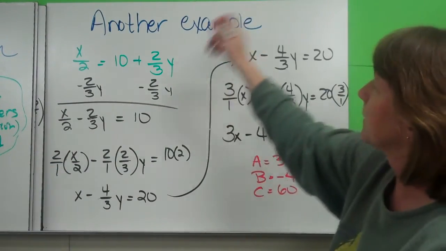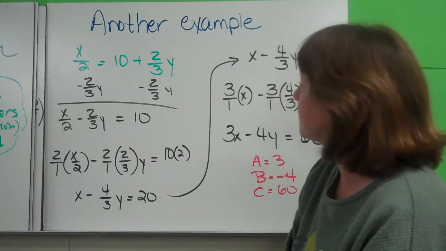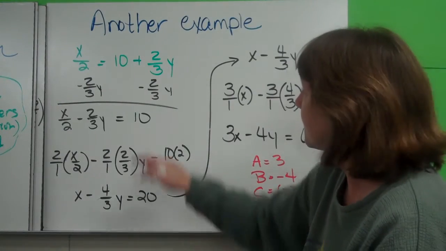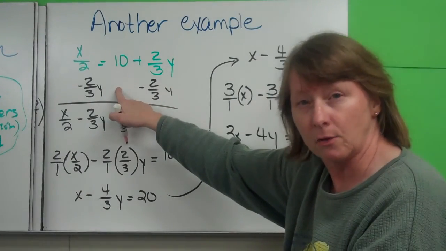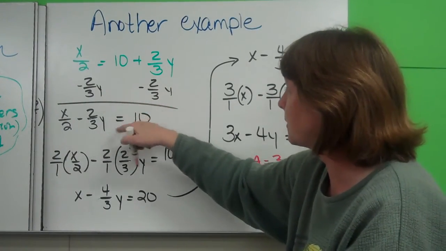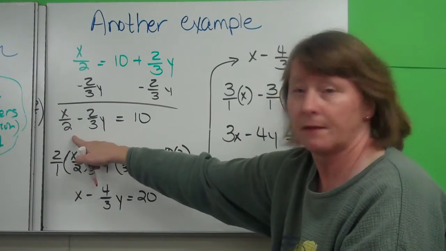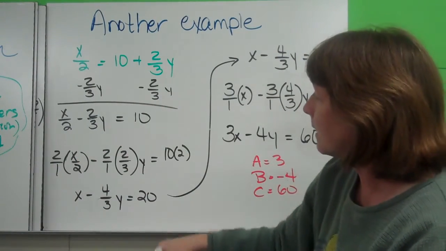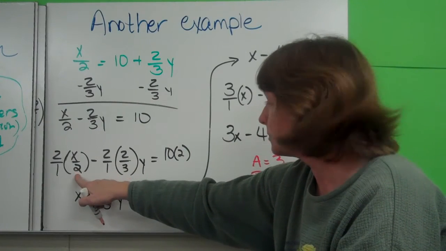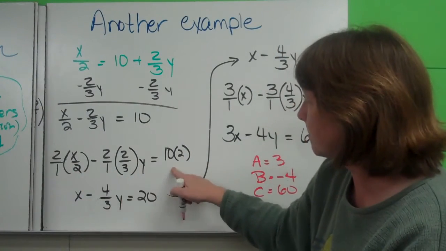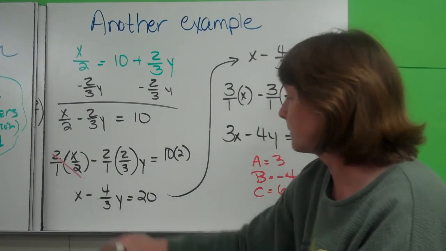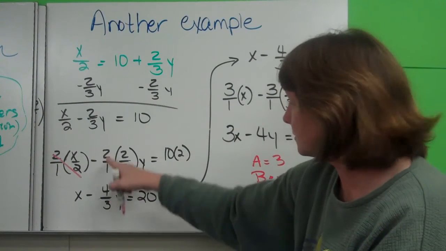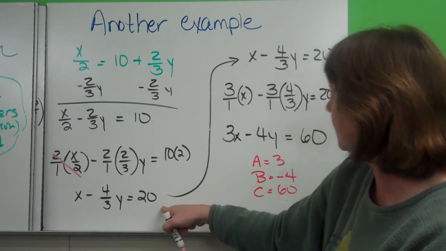Another example, x divided by 2 equals 10 plus 2/3 y. I would go ahead and move the y over to the other side, subtract 2/3 y from each side. We now have the x and y on the same side. Let's get rid of the 2 first and the x, so we multiply each term by 2. These cancel, leaves us with x minus 4/3 y equals 20.